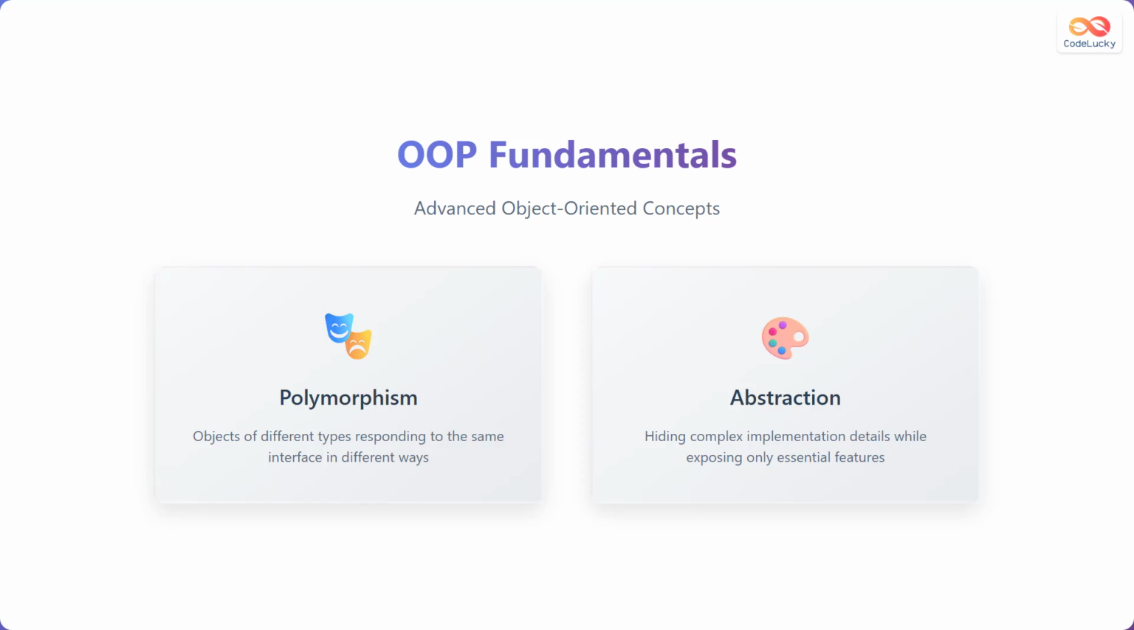Abstraction is the process of hiding complex implementation details while exposing only the essential features to the user. Abstract classes and interfaces in Java provide abstraction by defining contracts that concrete classes must follow. These 4 concepts work together to create maintainable, flexible, and reusable code.